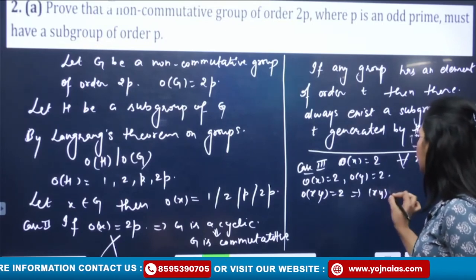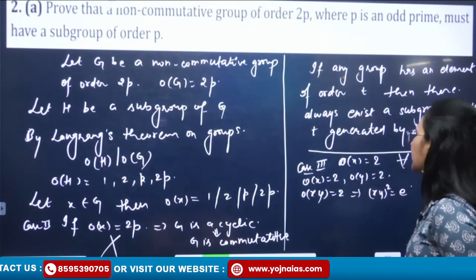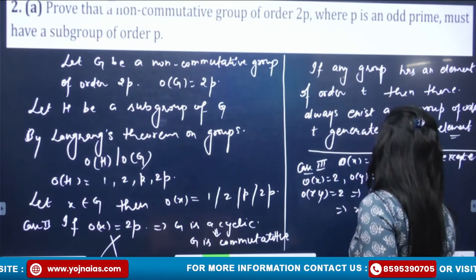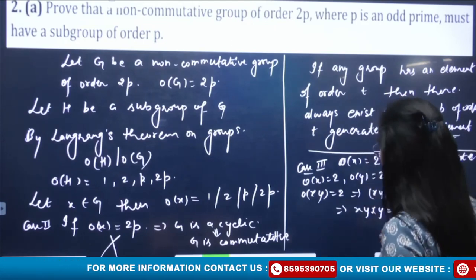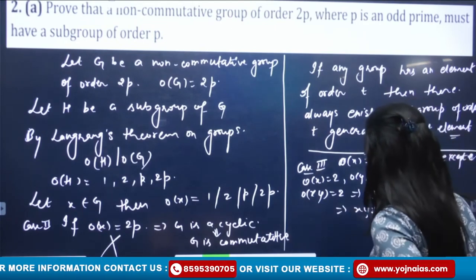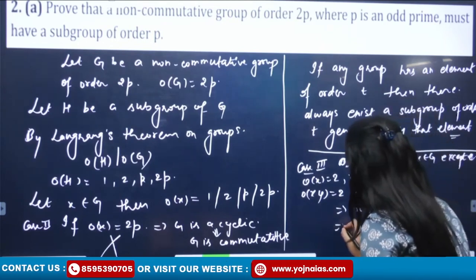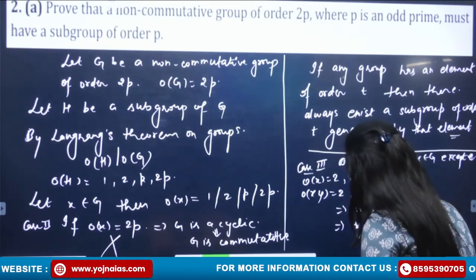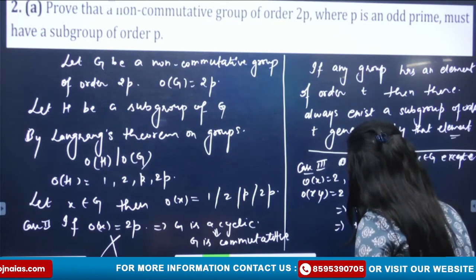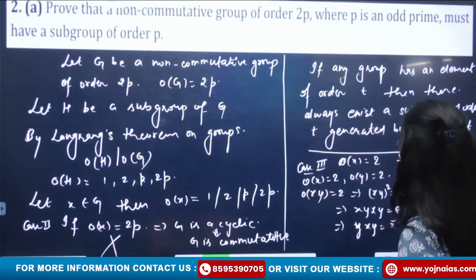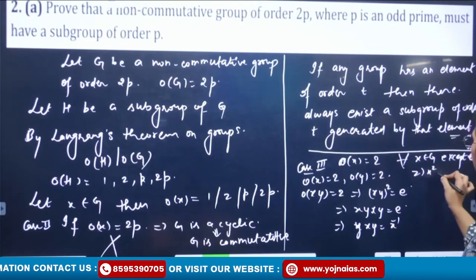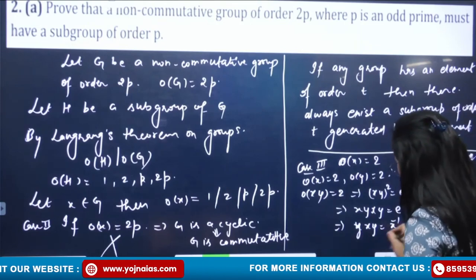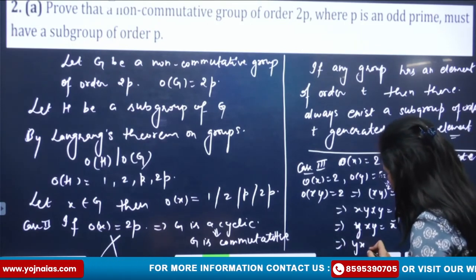That means (XY) square is equal to identity. That is the meaning of order, right? And this implies XY times XY is equal to identity. If this is the thing, then what can we do? Pre-multiply by X inverse. So if you pre-multiply by X inverse, here only Y, X, Y will remain, and there we would have X inverse. And what is X inverse? See, X square is equal to identity, that means X is equal to X inverse, and X inverse would be X, that is, YXY is equal to X.